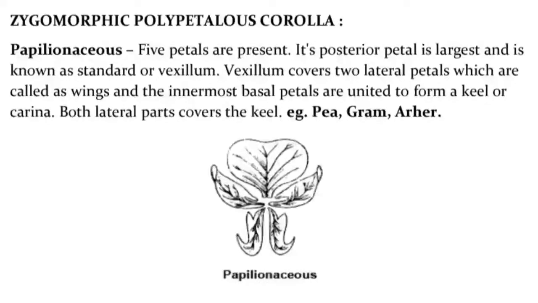Zygomorphic polypetalous. Corolla papilionaceous. 5 petals are present. Its posterior petal is the largest and is known as the standard or vexillum. The vexillum covers 2 lateral petals which are called wings, and the innermost basal petals are united to form a keel or carina. Both lateral parts cover the keel, e.g. pea, gram.